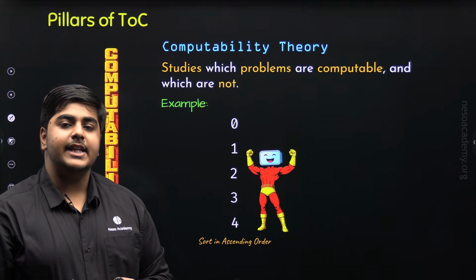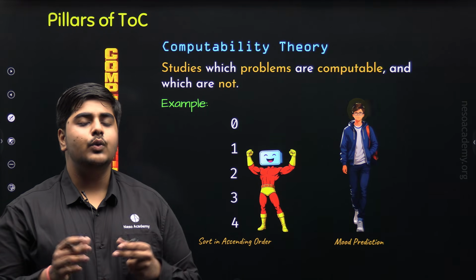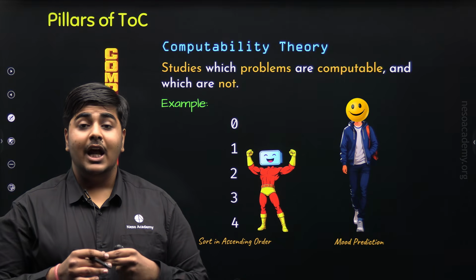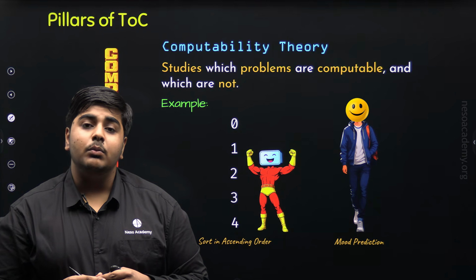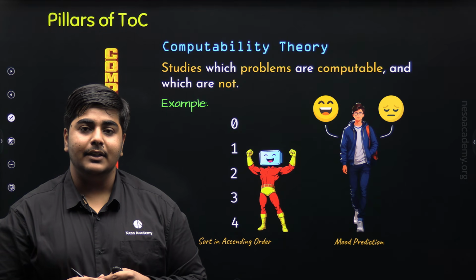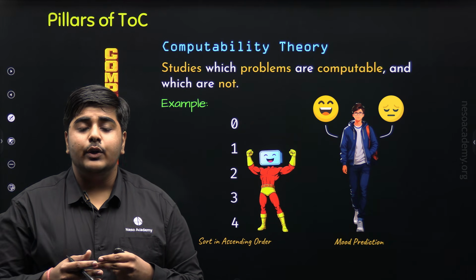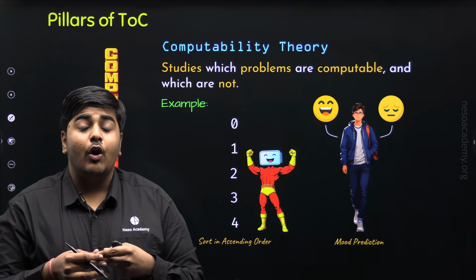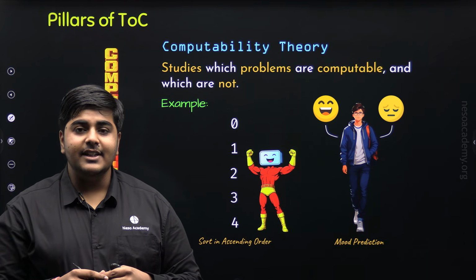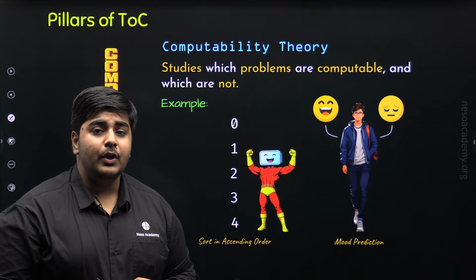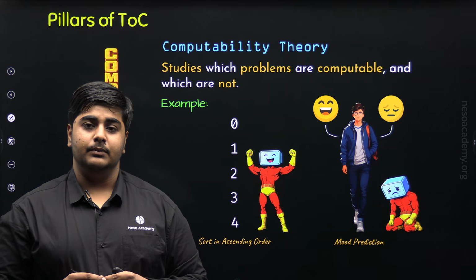On the other hand, let's take a different example. Suppose this is you, and you are very happy today. Now you want your computer to tell you what will be your mood tomorrow, happy or sad. Now this is highly uncertain for a computer to tell you whether your mood will be happy or sad tomorrow based on your today's mood. That is why this problem is an example of an unsolvable problem or a non-computable problem.